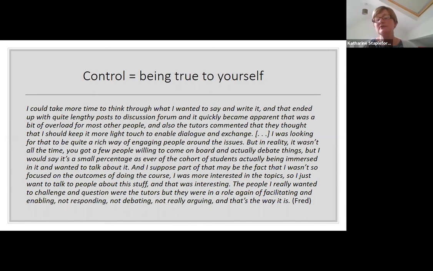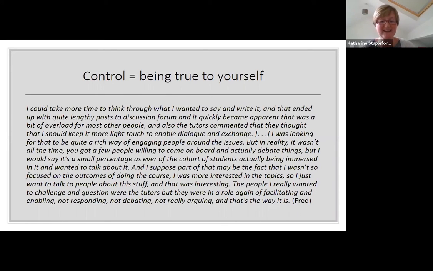And this episode can also tell us something about transactional distance. If we remember Moore, Michael Moore said that autonomous learners require less supportive or instructional dialogue. And what we see here is that Fred, who's a highly autonomous individual, certainly doesn't require instructional or supportive dialogue. However, he absolutely craves critical, constructive dialogue with his peers and tutors, a more egalitarian form of dialogue.